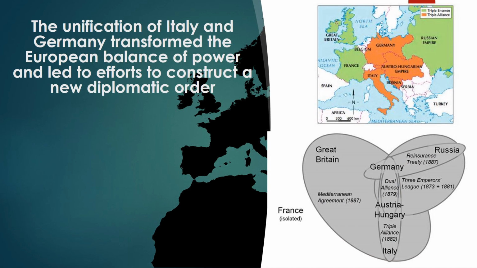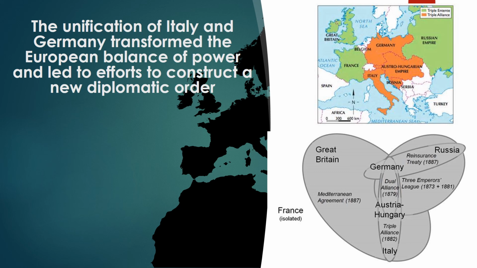The unification of Italy and Germany transformed the European balance of power and led to efforts to construct a new diplomatic order. After the defeat of France in the Franco-Prussian War, not only was the German Empire proclaimed at Versailles, but Germany took the area known as Alsace-Lorraine. This is going to cause a rivalry that continues through World War I between the Germans and the French.